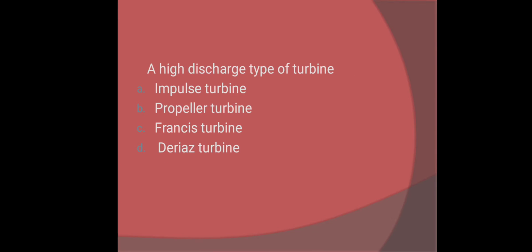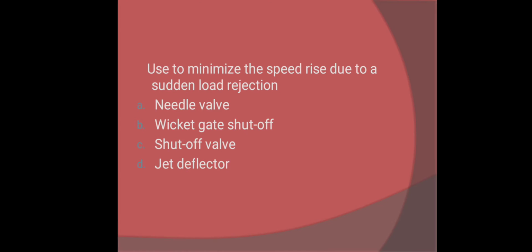Next, a high discharge type of turbine. Sagot natin dyan ay propeller type turbine or propeller turbine, letter B. Next, used to minimize the speed rise due to a sudden load rejection. Sagot natin dyan ay jet deflector, letter D.